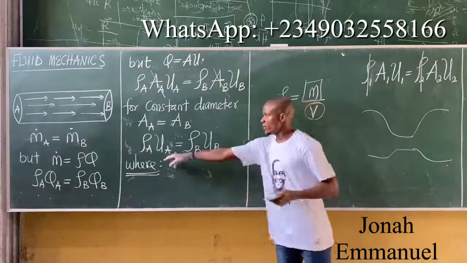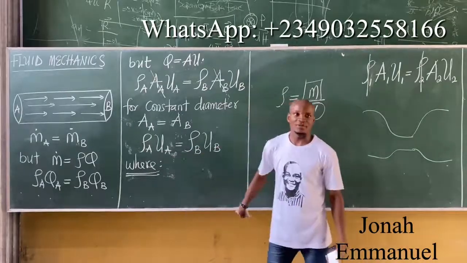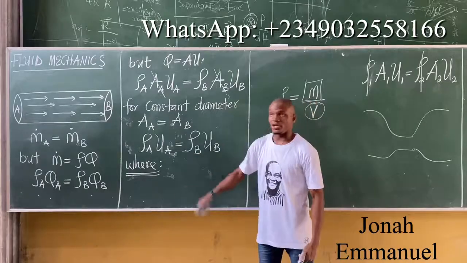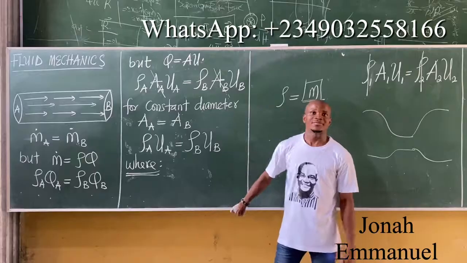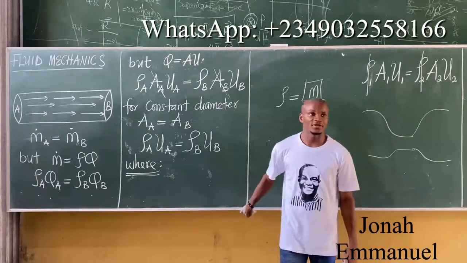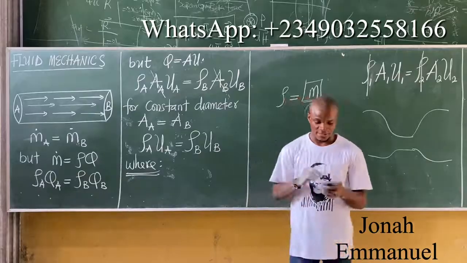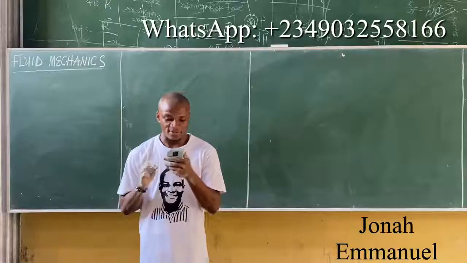Take that please. Where rho A is mass density at point A, UA is velocity at point A, rho B is mass density at point B, and UB is velocity at point B. Please check out this stuff. Sample problem, please.